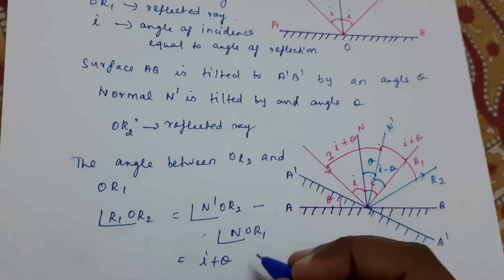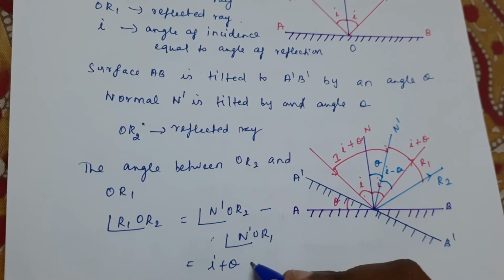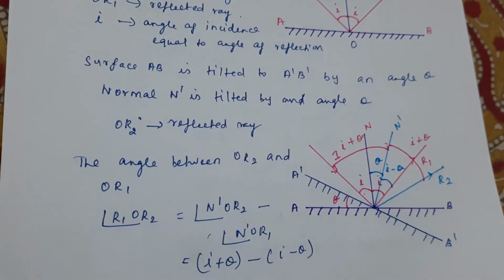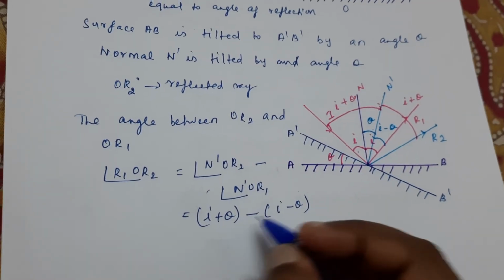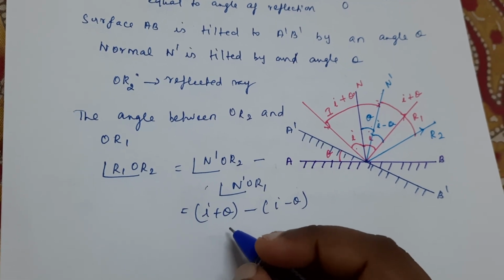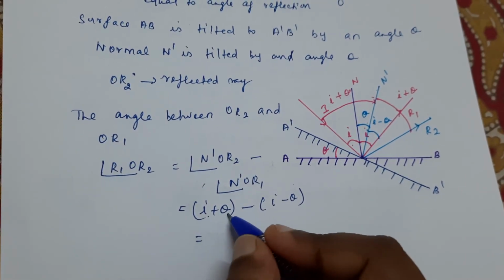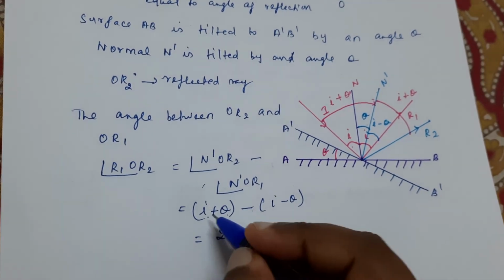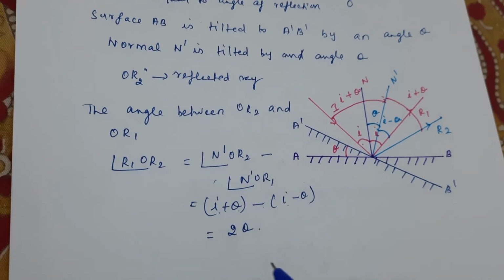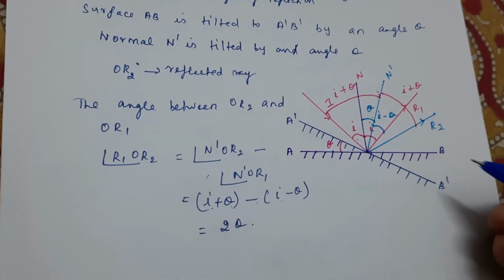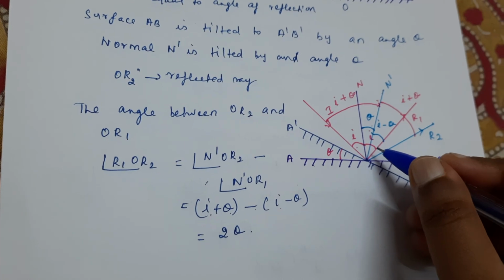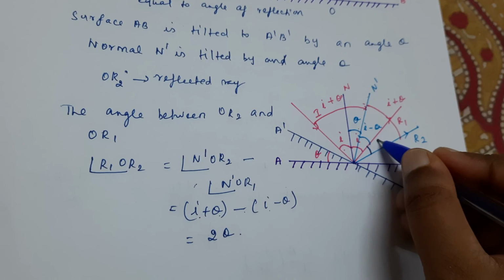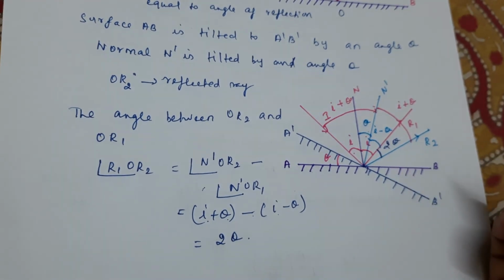Okay? N dash OR1 is what? This is also N dash OR1. Minus I minus theta. This is I plus theta. This is I minus theta. Now add these two. What are you getting here? This is I plus theta, I minus theta. So here 2 theta. I and I will what? Cancel. So you are getting it as what? 2 theta. So what is this angle? The angle between R1 and R2 is 2 theta.